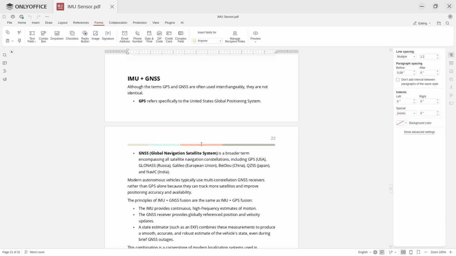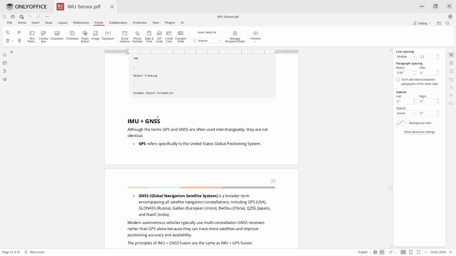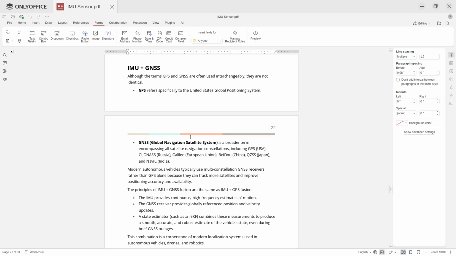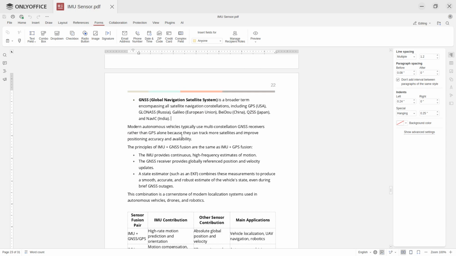Now I think we have already seen this, right? IMU plus GNSS. Although the terms GPS and GNSS are often used interchangeably, they are not identical. GPS refers specifically to the United States Global Positioning System. GNSS, the Global Navigation Satellite System, is a broader term encompassing all satellite navigation constellations, including GPS, GLONASS, Galileo, BeiDou, QZSS of Japan, and NavIC of India. Modern autonomous vehicles typically use multi-constellation GNSS receivers rather than GPS alone because they can track more satellites and improve positioning accuracy and availability.